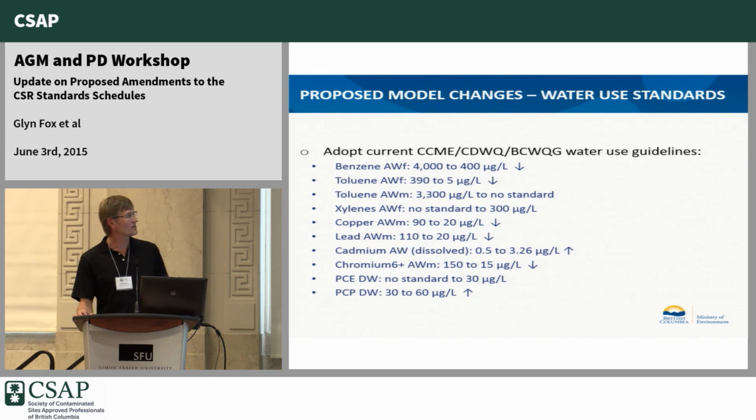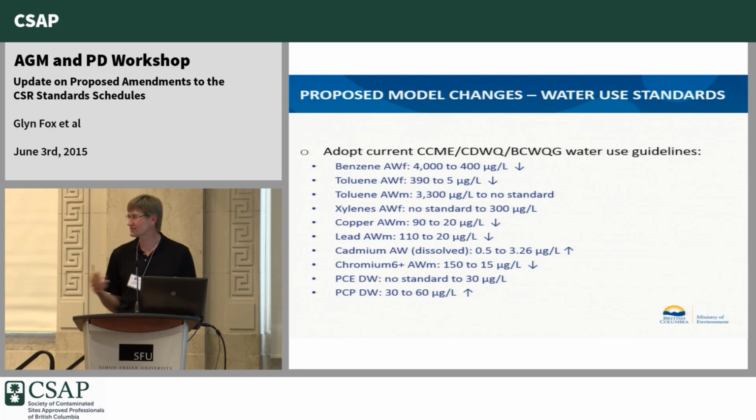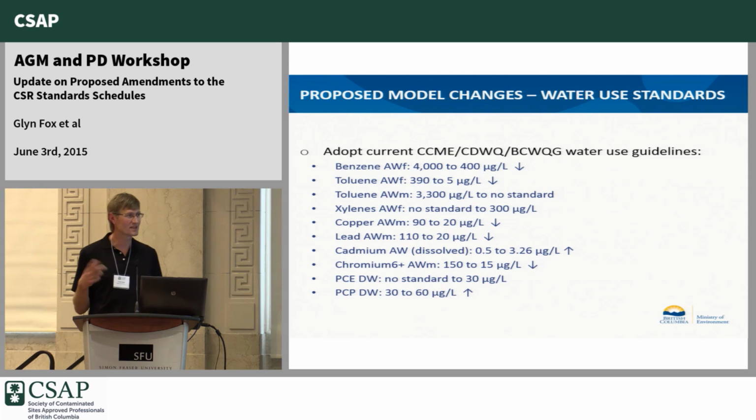So copper, lead, the only difference there is that currently there is no AW marine. Way back when, there was no distinction between fresh and marine in the original model. Sorry, I forgot to mention that. That's another functionality that will be added to the model. So for copper and lead, we're basically taking the fresh value. Now there are actually marine concentrations. If we put those in, they're actually lower than the fresh, so those standards would go down.